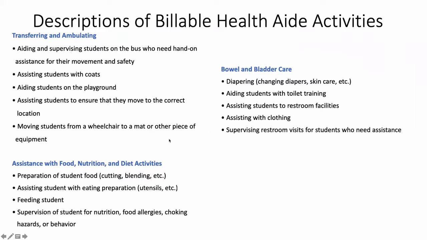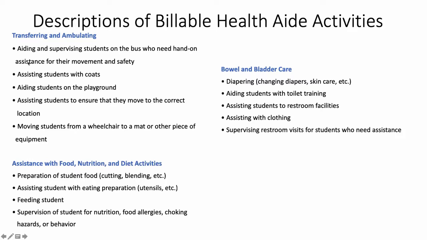To drill down under each of those areas and provide specific examples of health aide activities that would qualify for billing under Medicaid, under the areas of transferring and ambulating: aiding and supervising students on the bus who need hands-on assistance with their movement and safety, assisting students with coats, aiding students on the playground, assisting students to ensure they move to the correct location, moving students from a wheelchair to a mat or other piece of equipment.